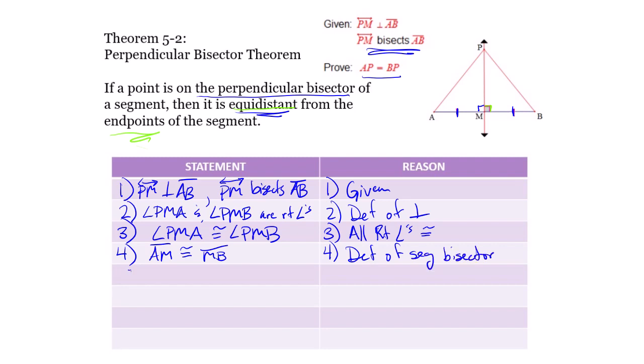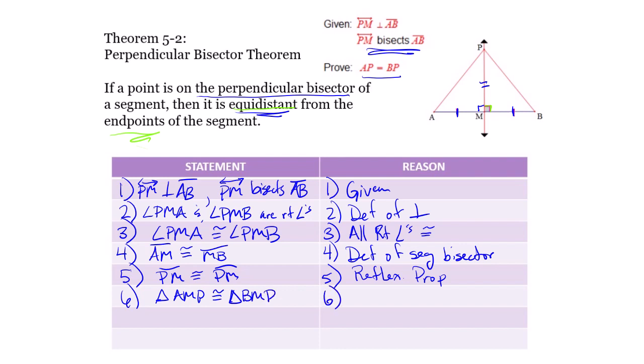Okay, and then for step 5, we can use the reflexive property and say PM is congruent to itself, right? Those two triangles share PM, so that's why this is beneficial, by the reflexive property. All right, and now we can say that those triangles are congruent by side-angle-side. We have side, angle, side with side, angle, side. So I'm going to say triangle AMP is congruent to triangle BMP.